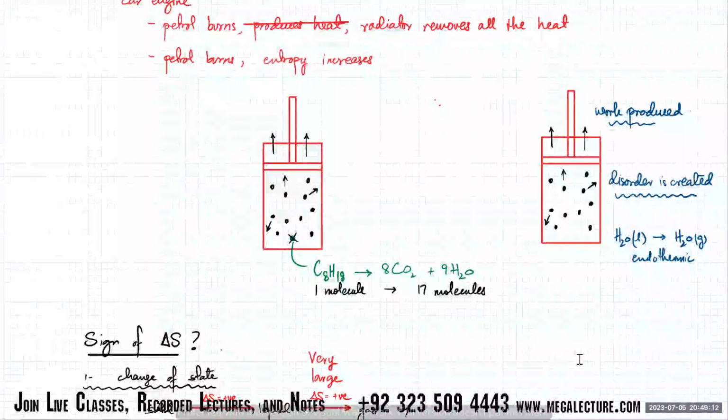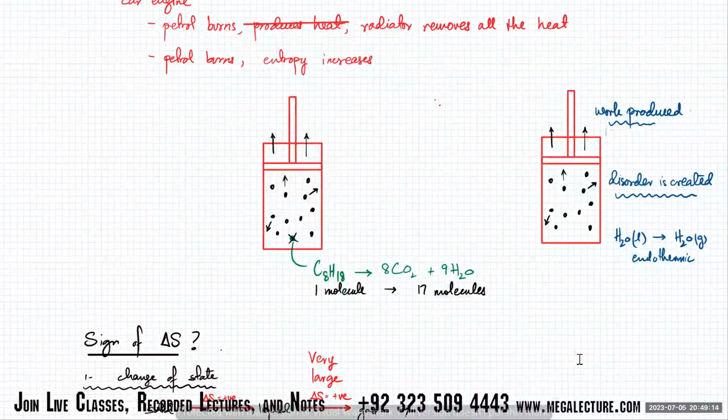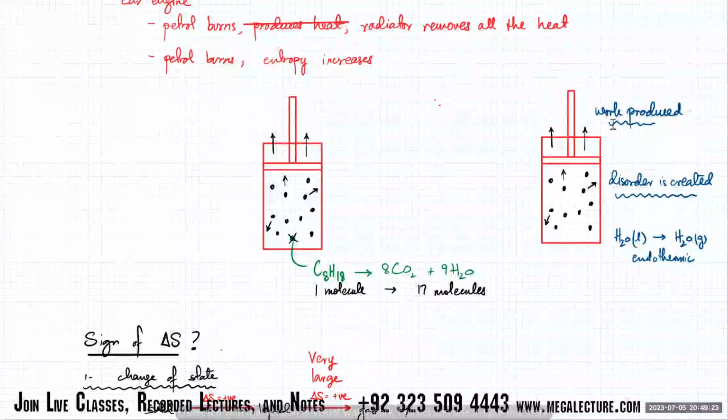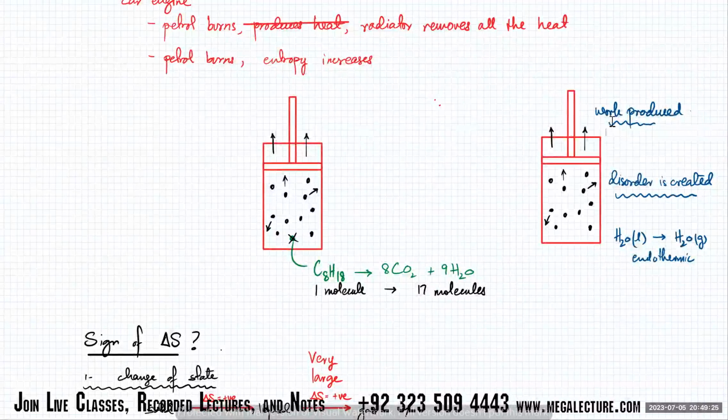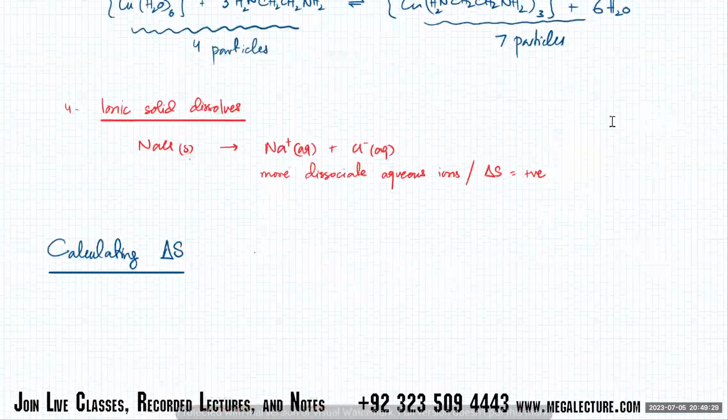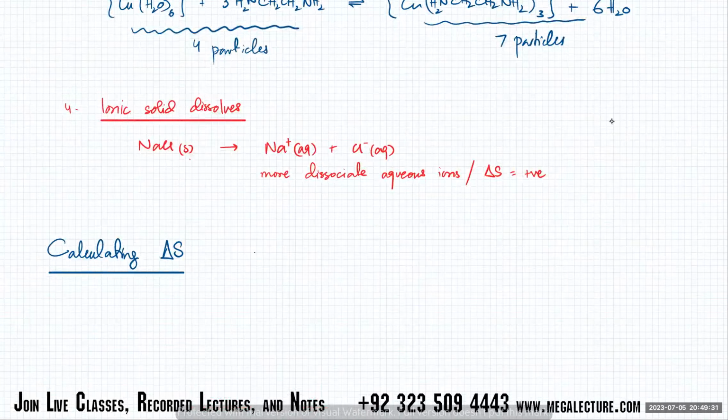So that's the definition of entropy actually. It's the useful work that is going to be produced by the system at a particular temperature. Okay, so that is the definition for entropy changes.